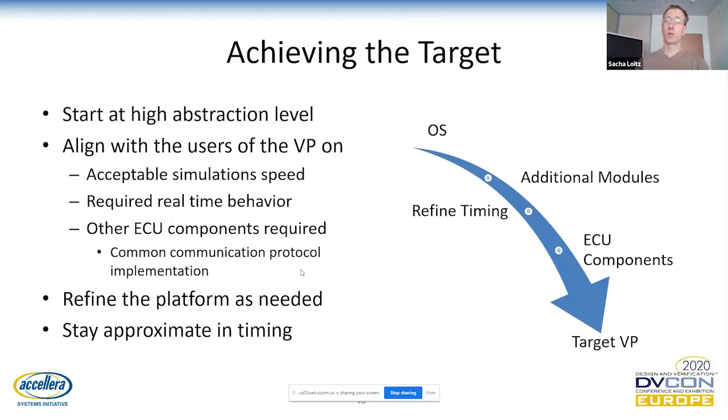And start in a very, very early phase to align with the users on the virtual platform on what their requirements are, which simulation speed they will need, and what their timing requirements are, in terms of do they have something that is real-time critical. Especially when it moves from tier 2 to tier 1, you will get at some point into a situation where you need not only the controller itself, but also other components of the ECU that need to be part of the model. And you need to know very early what the requirements there are in order to get the system running.